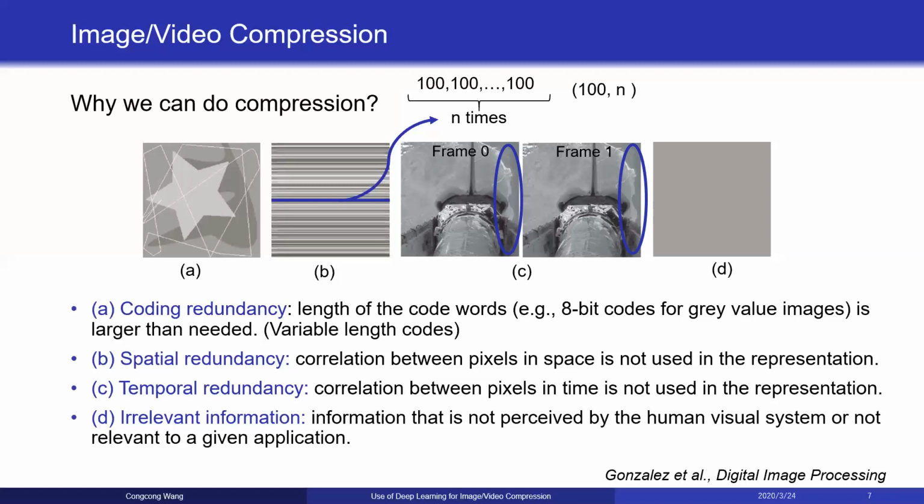Another redundancy is shown in D. For example, I have a pixel with a value of 100 and another pixel with a value of 99. Maybe I don't care about the one difference between these 2 pixel values, or even I don't care about the exact value of these 2 pixels. This is called irrelevant information. That's another type of redundancy. These are the reasons we can do compression, and many works have been done to reduce those redundancies.